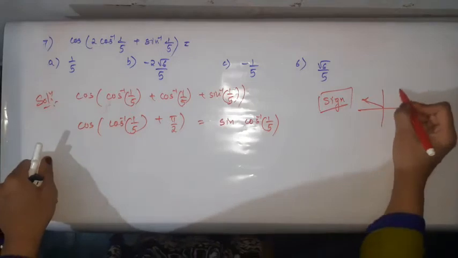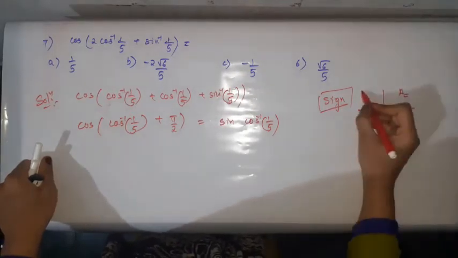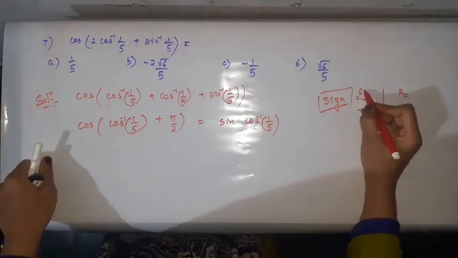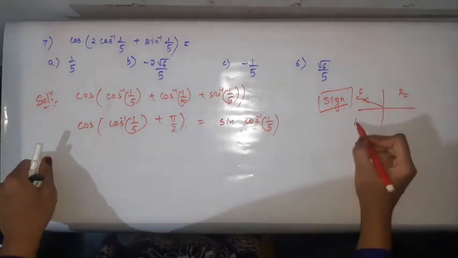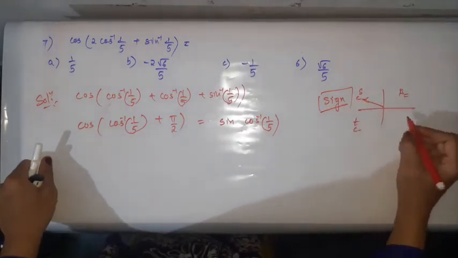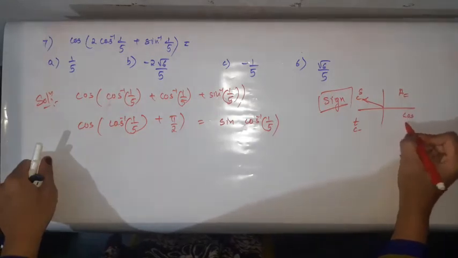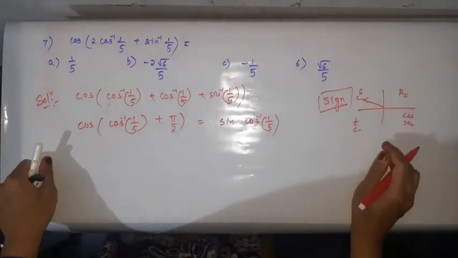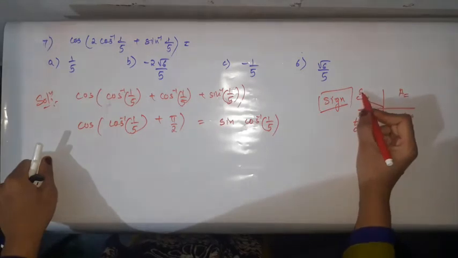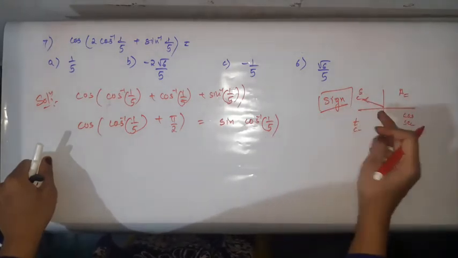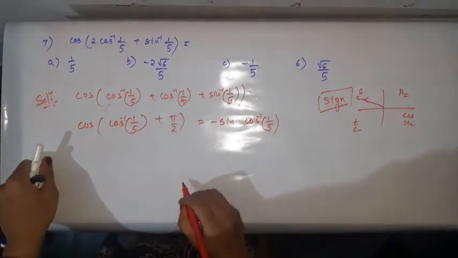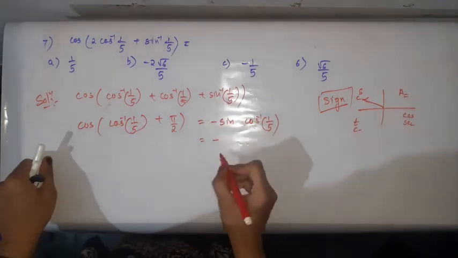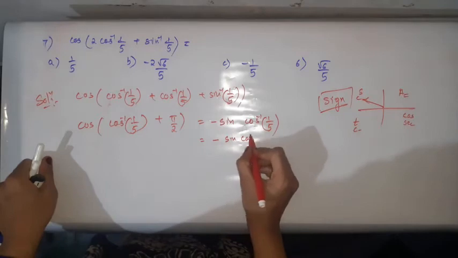Here all trigonometric functions are positive. Here sine and only its cosecant are positive. Here only tan and cot are positive. Here cos and secant are positive. So here cos is negative. This angle lies in the second quadrant, so it will bear a negative sign. Okay, it will bear a negative sign. So it is minus sine of cos inverse 1 by 5.